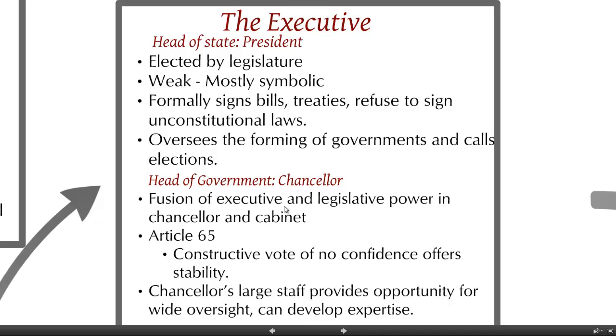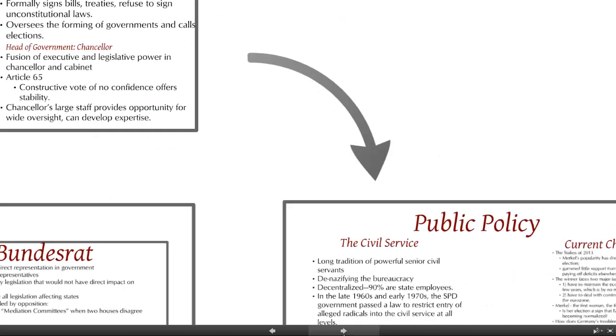So there is a fusion of the executive and legislative power in Chancellor and Cabinet, because of course it's a parliamentary system. And this large staff then provides opportunity for wide oversight, and there is also opportunity to develop expertise within the Chancellor's cabinet among the civil servants.